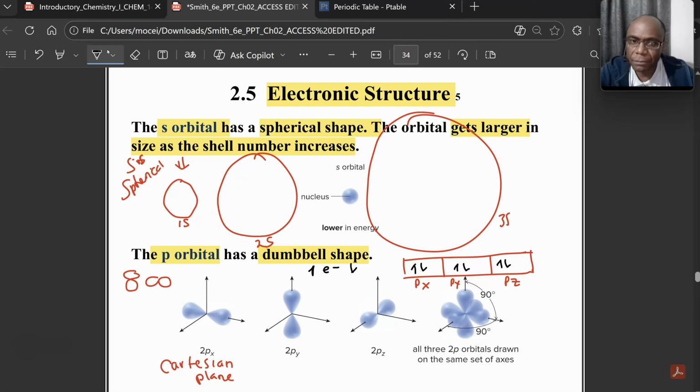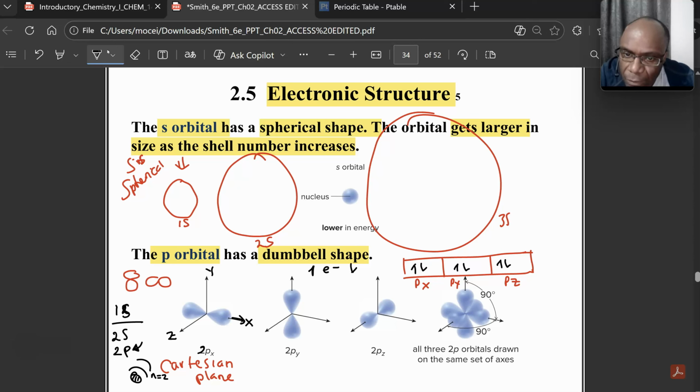Now if the dumbbell shape is on the x-axis, that's x, this is y, this is z. So if it's on the x-axis, then you call that a px. Now remember, I told you that the first time you see the p is in the second shell. We always go 1s, and then 2s, then 2p. The first time the p orbital shows up is in the second shell, the second circle, n equals 2 outside the nucleus.